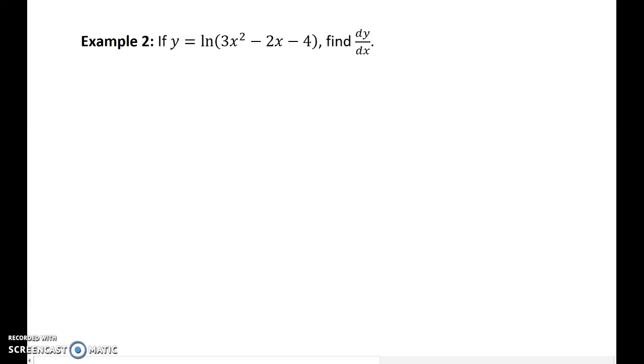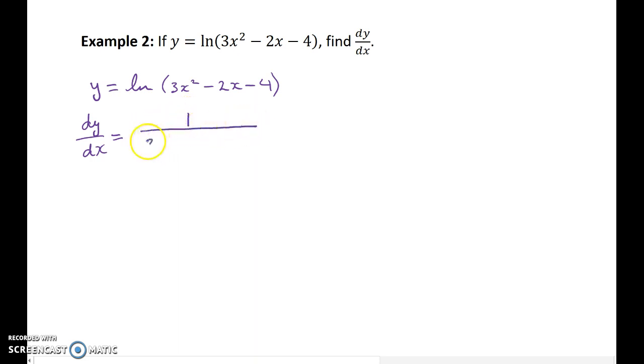Okay, so here we're going to differentiate a log function, and we have y equals the natural log of 3x squared minus 2x minus 4. If we differentiate y, we're going to get dy dx. Now the basic rule for differentiating a log is that you put 1 over whatever follows log. So it's going to be 1 over 3x squared minus 2x minus 4.